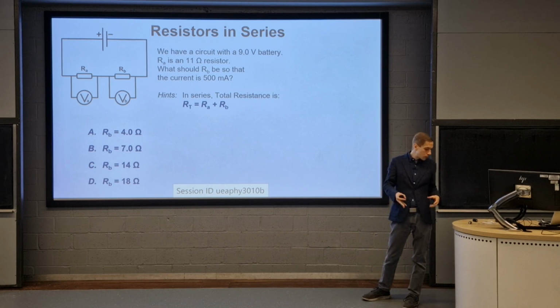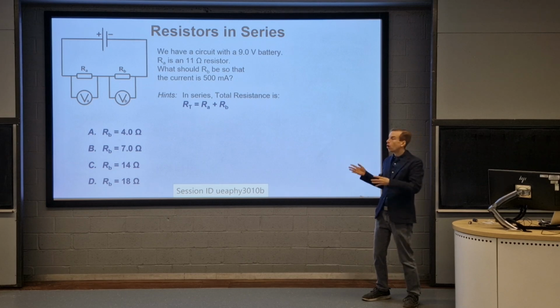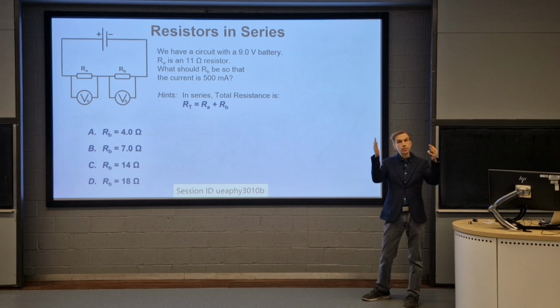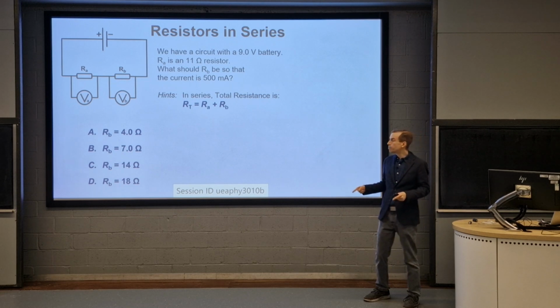Okay, so maybe that's just what we've got in our electronics drawer, and we want to have a current of 500 milliamps. So that's what we're going for. Maybe, you know, we're making a USB charger. Remember from the first lecture, that's the current that we want. So the question here is, what should resistor B be?